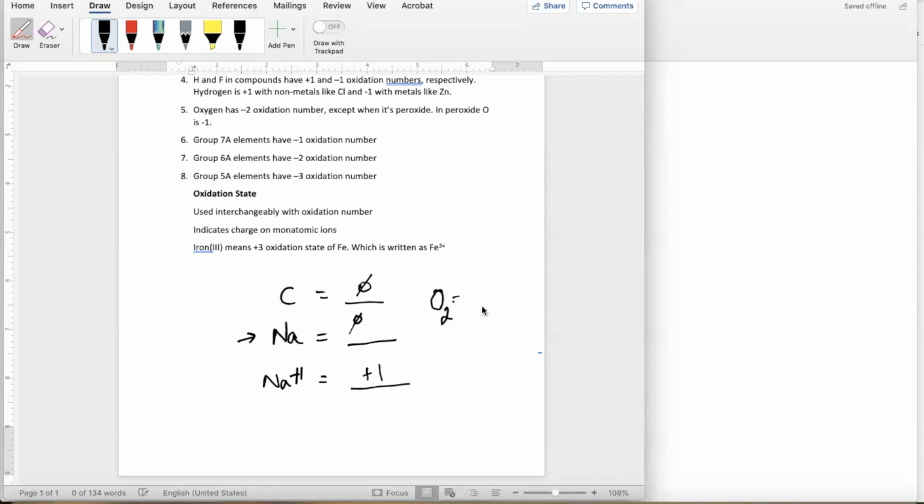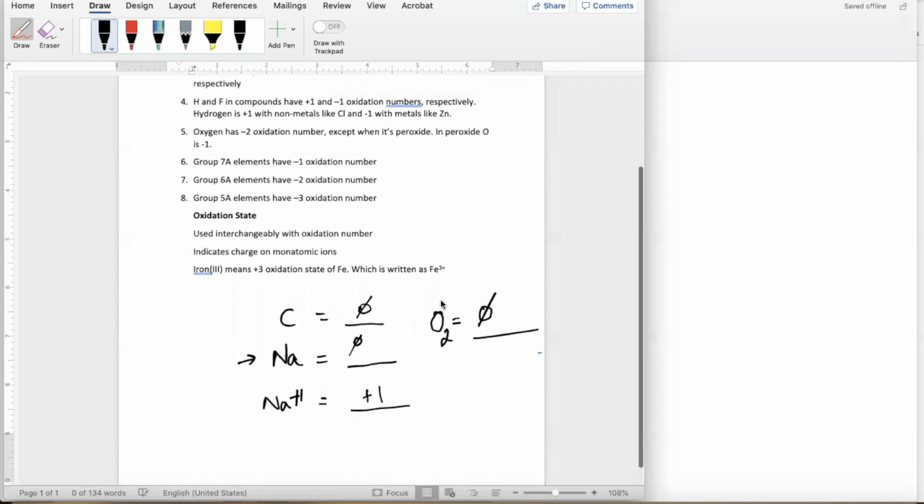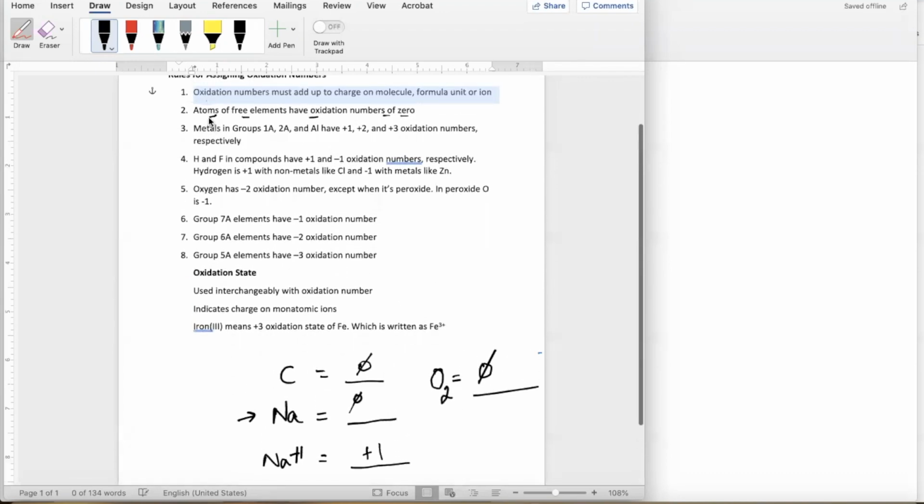O2, what do you guys think for this guy? 0. Don't ask yourself if it's by itself. Ask yourself if it's an element or if it's a compound. This is an element. And elements are going to have what charge? No charge, 0. So guys, look here again, the second rule. The second rule says the atoms of the free elements have oxidation number of 0. Does that make sense, guys?